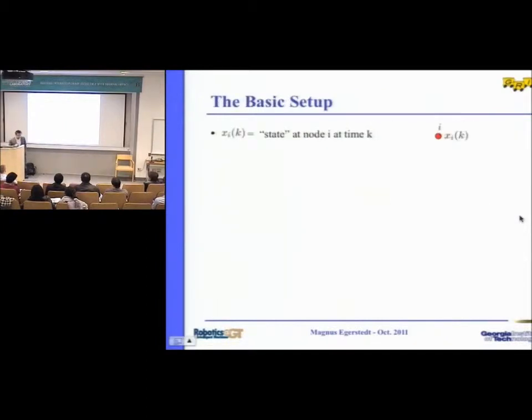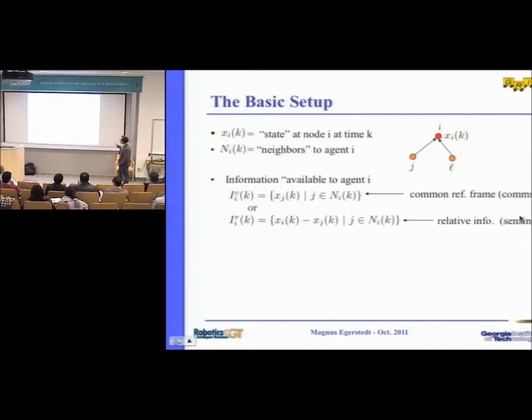Good. Having said that, this is how we're going to think about this problem. This is me. I'm node i. This is my state. In the robotic case, this is typically position, but it could be other things, such as a sensor measuring something. These are my neighbors, so this is my neighborhood set at time k. I'm going to have information available from my neighbors. I'm going to look at directed edges as flowing in the direction of the edge.